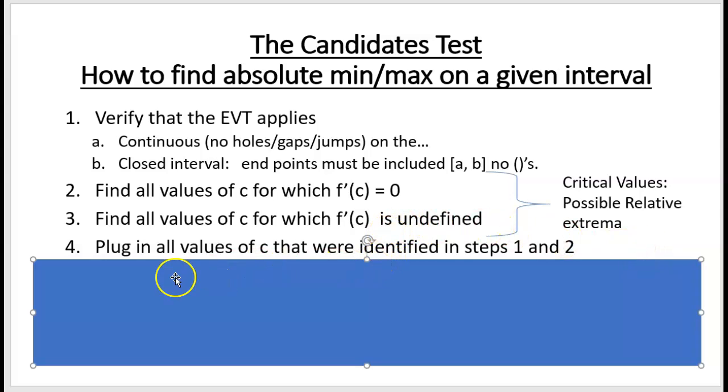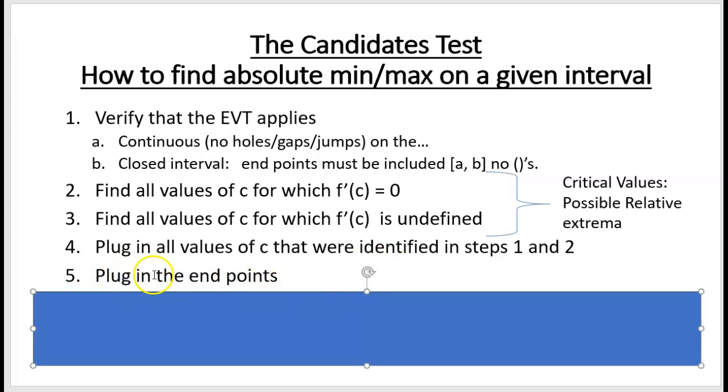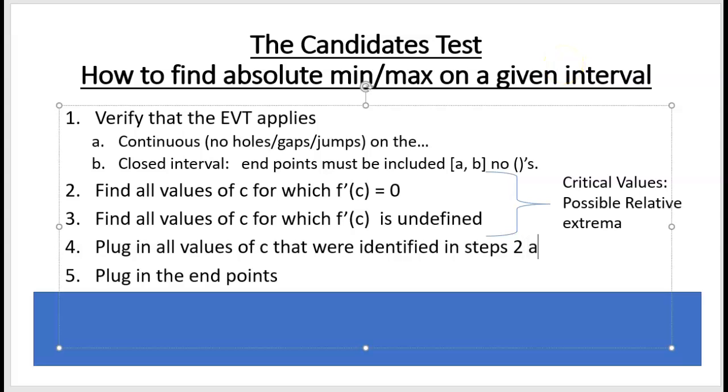The next thing that we're going to do is plug in all the values of c that we found in steps 1 and 2 there. We're also going to plug in the endpoints, because remember, not only are... this should actually, I'm pretty sure this should say steps 2 and 3. Let's fix this. So we're going to plug in all these x values that we found in steps 2 and 3, and that's going to give us some y values.